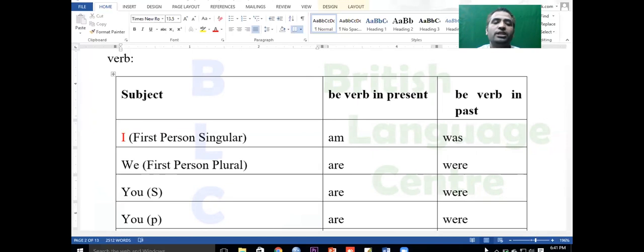Similarly, there is you. This is second person singular. You are and you were. If present, are; past, were. For example, you are very good. You were stupid. You were a hardworking person. Nowadays you do not like to work, so you are lazy.